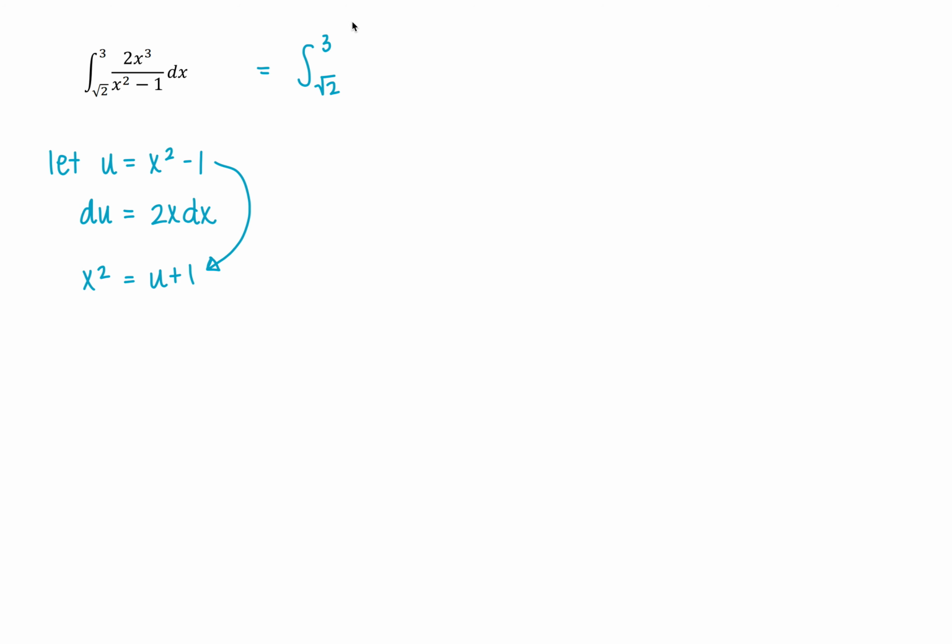The numerator 2x cubed, I can write that as 2x times x squared over the denominator dx. So when I do my u substitution, u is going to equal the denominator. The 2x dx, that's my du, and then the x squared that's left over in the numerator, I'm going to replace that with u plus 1.